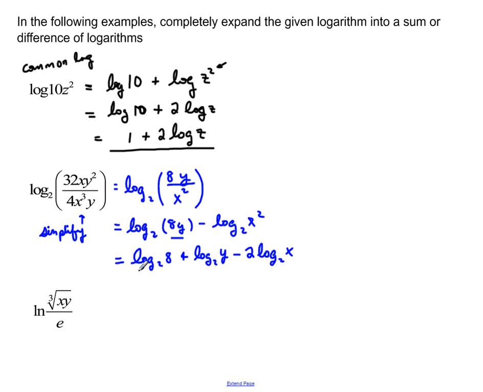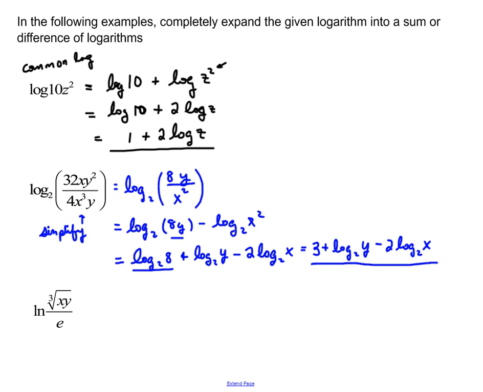Well, in fact, there is one more we can do, right? And that is this logarithm base 2 of 8. And that's going to become 3. So we're going to have 3 plus the logarithm base 2 of y minus 2 times the logarithm base 2 of x. And that would be our completely simplified or expanded expression.